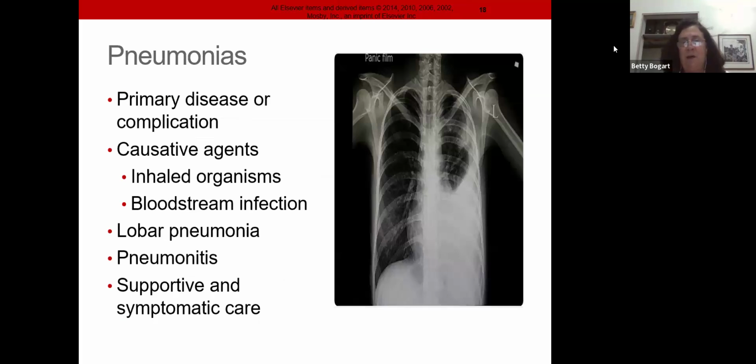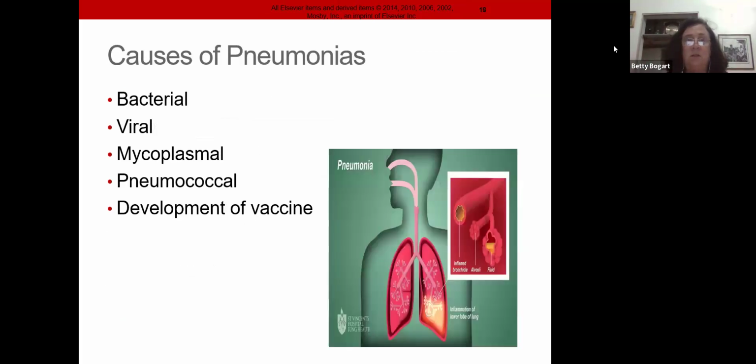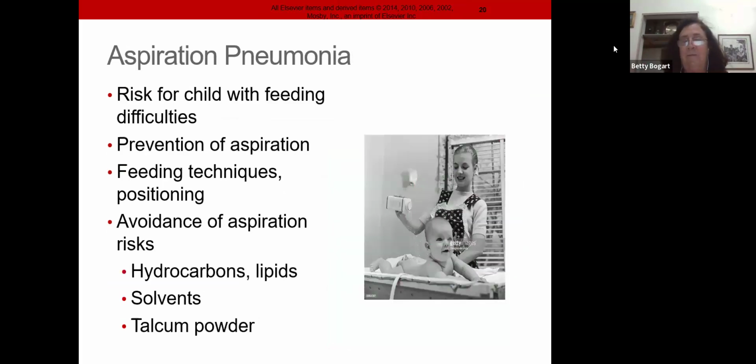Now, pneumonias can be caused for many reasons. Could be that you inhaled talcum powder, could be a bacteria, it could be from aspiration. All of these things could cause pneumonias. Now, we do have a vaccine now for the bacterial pneumonia, which is great.